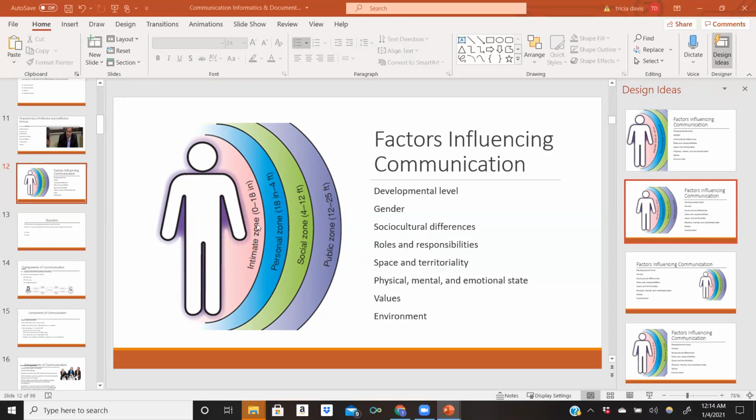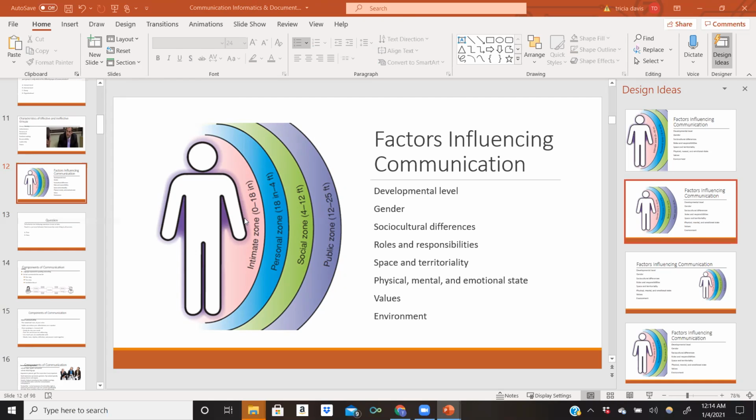So if you're within 0 to 18 inches of someone, that is a very intimate zone. Things that you would be doing in that intimate zone would be assessing your patients, listening to heartbeats, giving a bed bath, things like that. Then a regular personal zone is considered 18 inches to 4 feet. That's pretty far away from the patient, but you're still in their personal zone.